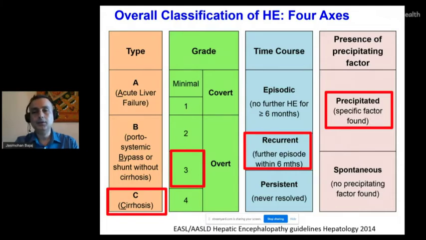So you really have to be very careful when you actually see whether someone has recurrence and it's the same precipitating factor. You need to go to the source of the precipitating factor because, as we know, hepatic encephalopathy is a symptom of something else going wrong in the patient. And until that something else going wrong is actually fixed, the encephalopathy will keep on going.